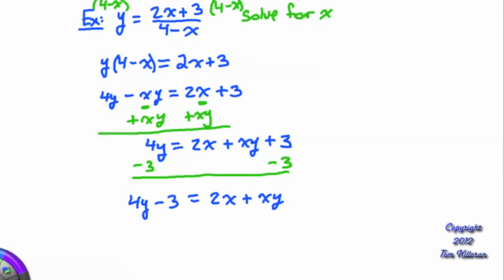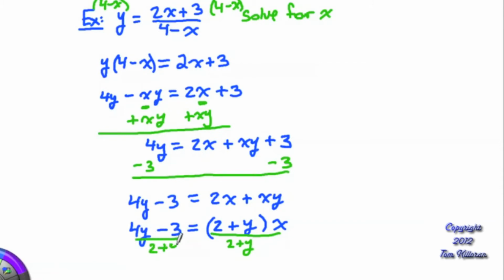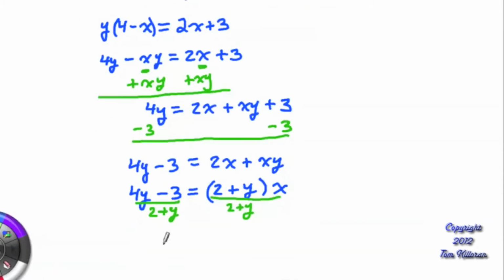Distribute out an x, or factor it out. 4y minus 3 is equal to x times 2 plus y. I'm kicking out the x. I'm not invited to the party anymore. And then divide both sides by 2 plus y. Now I'm just going to write the final answer. x is going to be by itself. The other side is going to be 4y minus 3 divided by 2 plus y.